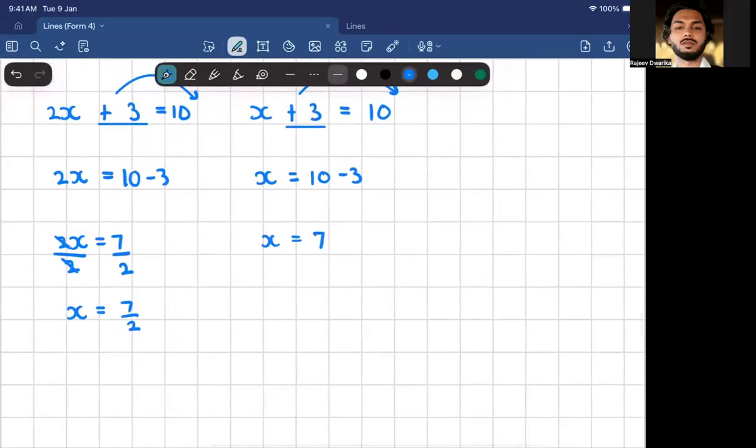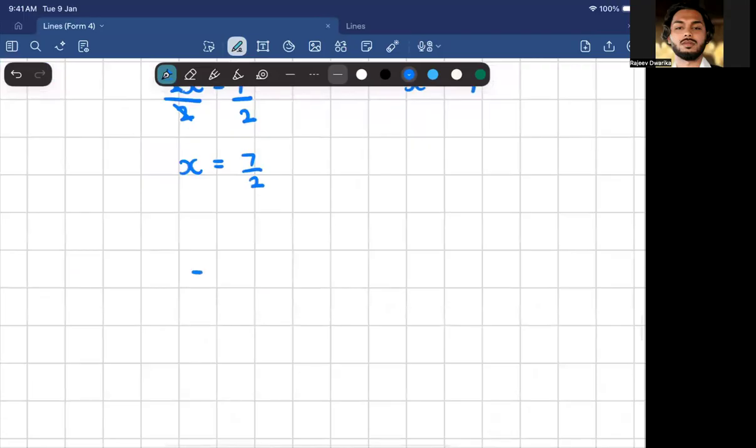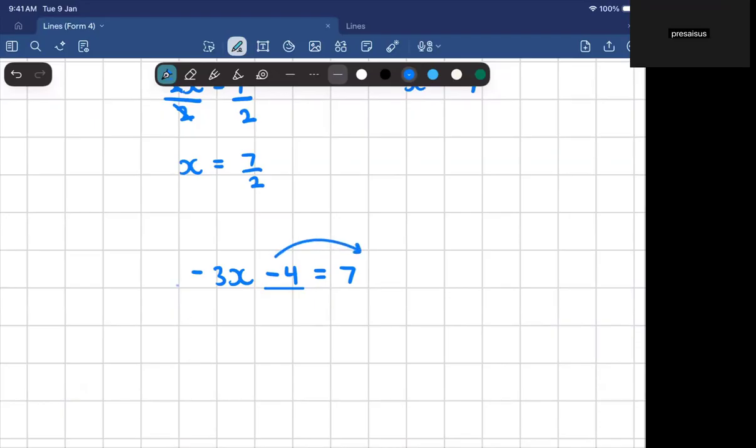All right, and let's do one last question. Negative 3x minus 4 is equal to 7. What is the x term in this question? The negative 3x. Right, so that's the only term that should be on the left-hand side. What shouldn't be on the left-hand side? Negative 4. Yeah, this negative 4 shouldn't be there. So I would move across negative 4, and it would turn to plus 4.